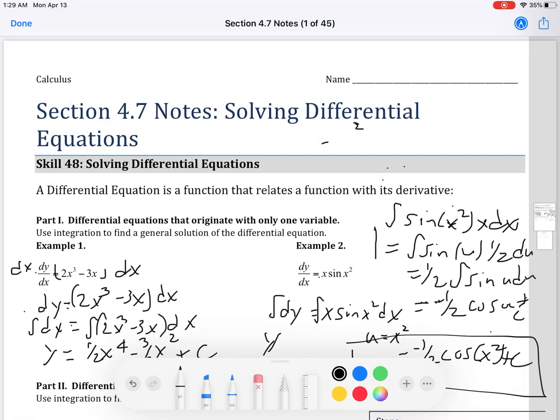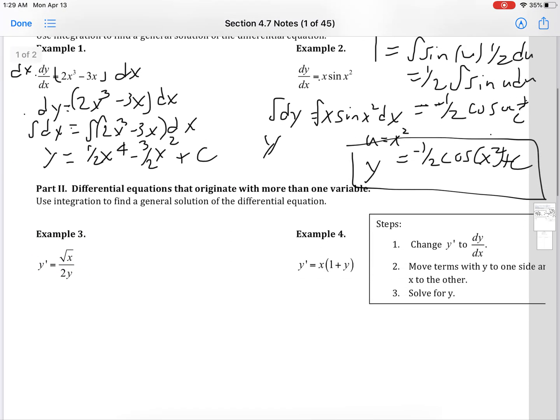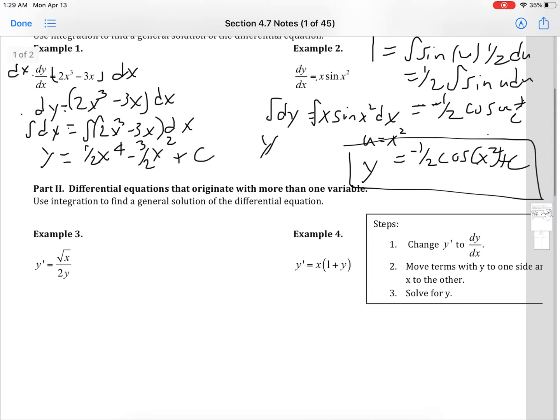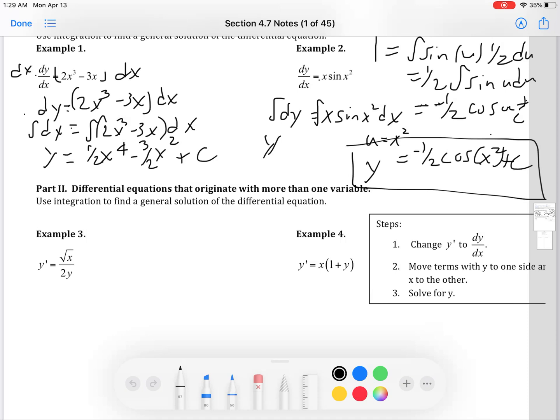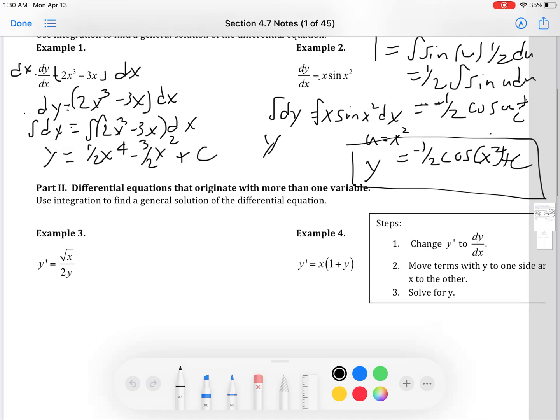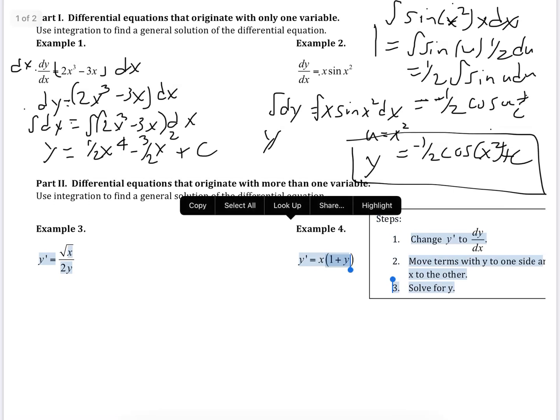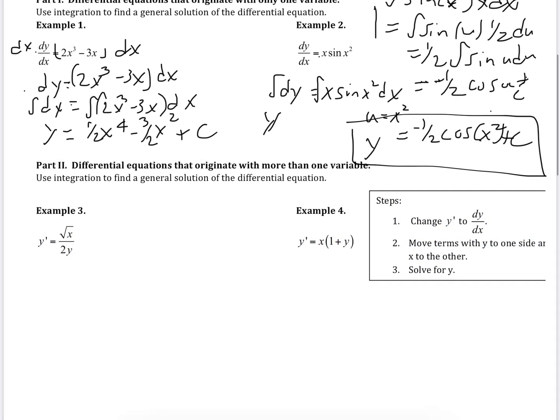Welcome to part 2 of differential equations. So now we are going to be looking at differential equations that originate with more than one variable. And there's really a 3-step process that needs to be done. If we're using prime notation instead of dy dx notation, always make sure that you're converting your y prime into dy dx. That way, we can get the y's on one side and the x's on one side.